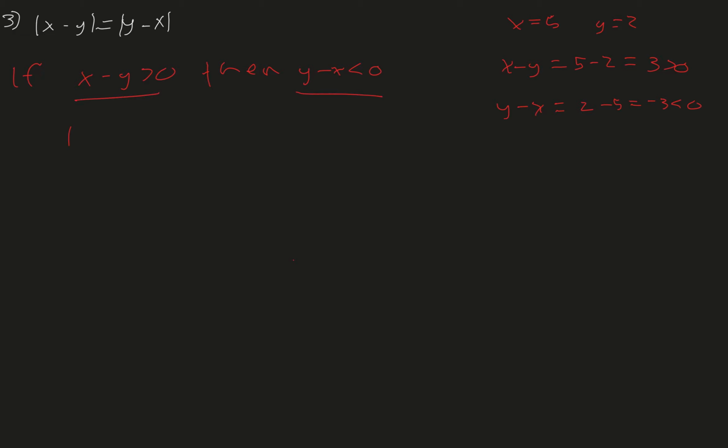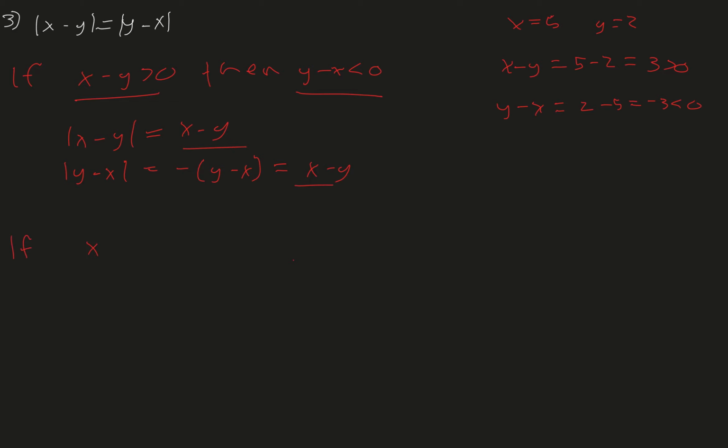So since x minus y is greater than 0, the left hand side will remain the way it is since it's positive. That's the definition of the absolute value. The right hand side will be, since it's a negative number, you take the negative of the negative y minus x to make it positive, which is x minus y. So you get left hand side is equal to right hand side, and we're done with that.